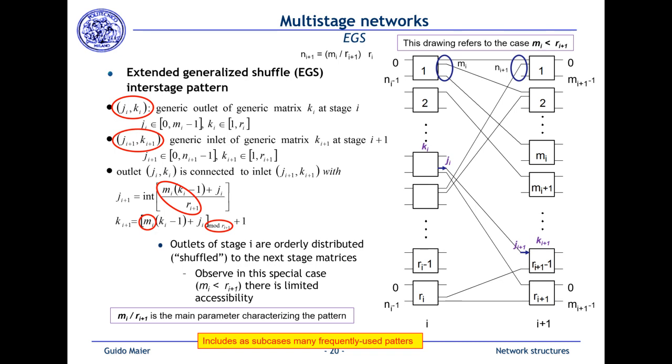If this ratio changes, so if this ratio here changes, now it's less than 1, it becomes more than 1, it means that the matrices of this stage are connected to each matrix of the previous stage. Okay. Then we will see later on some examples. So this is quite complicated to read, but the function that is performed is relatively simple.